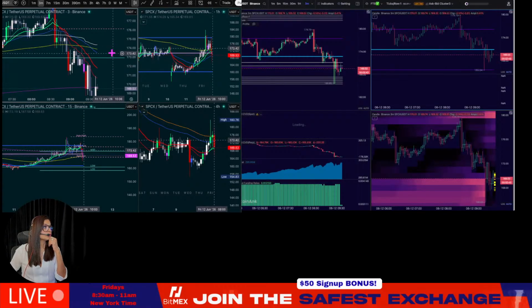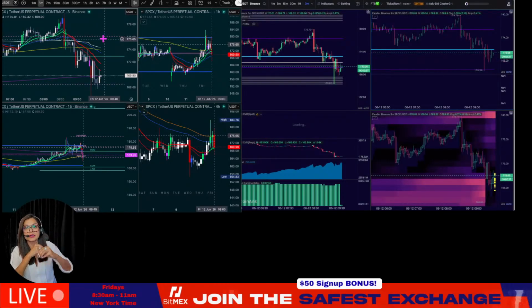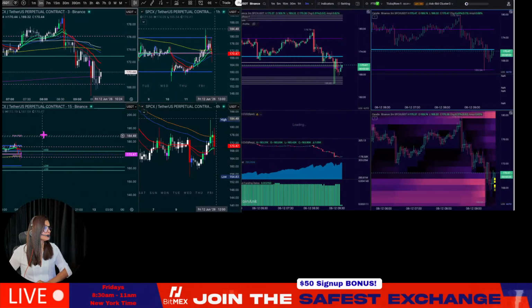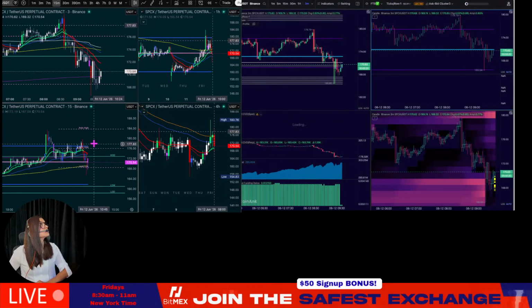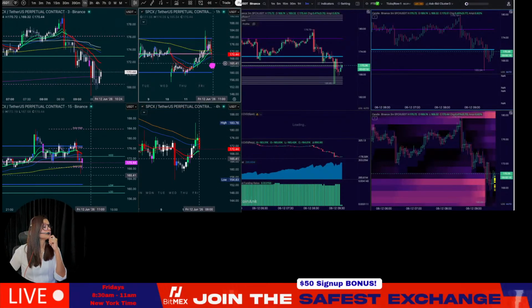Another thing to look at for trends would be: is the VWAP curving down for a downtrend? Is the VWAP curving up for an uptrend? So how is the line curving, right? That's a great example of how you can look at it. All right, here we go.